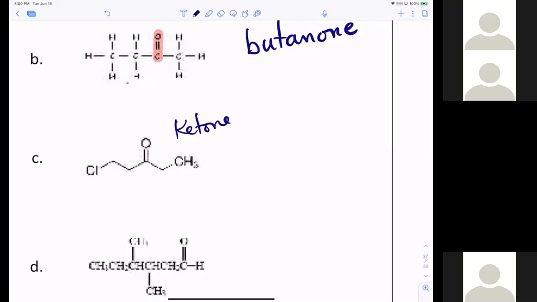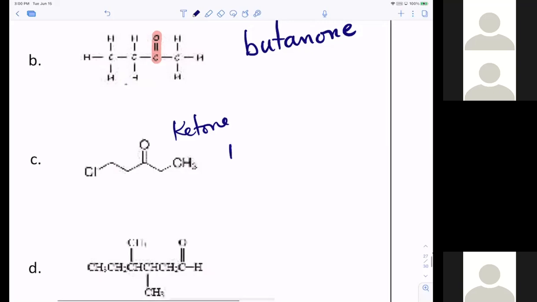Is it 1-chloro, 3-one? Pentanone? Okay, that would be the American way to say it. Pentane 3-one. So make sure you're not just saying pent 3-one. It's pentane 3-one, right?